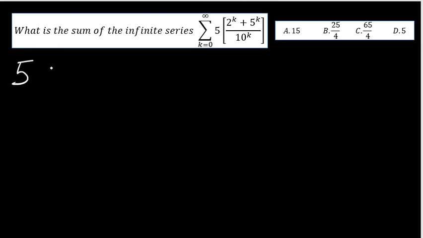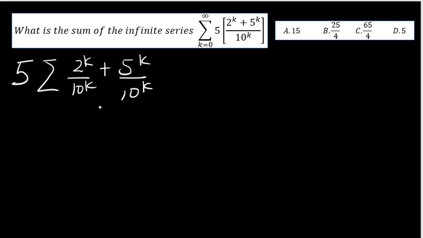Since the 5 is constant, we can take it outside. And then we have 5 to the power of k over 10 to the power of k plus 5 to the power of k over 10 to the power of k. We can give the denominator for each, with k equal to 0 to infinity. Still the 5 will be outside.